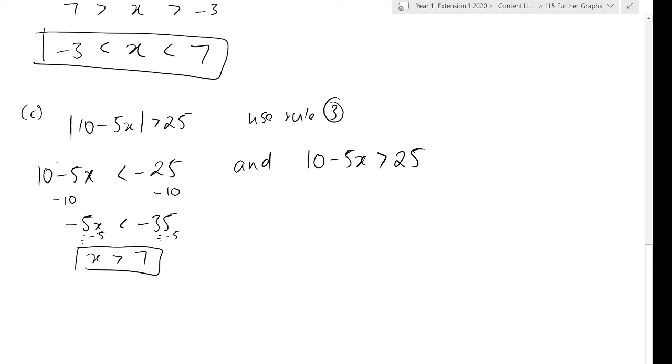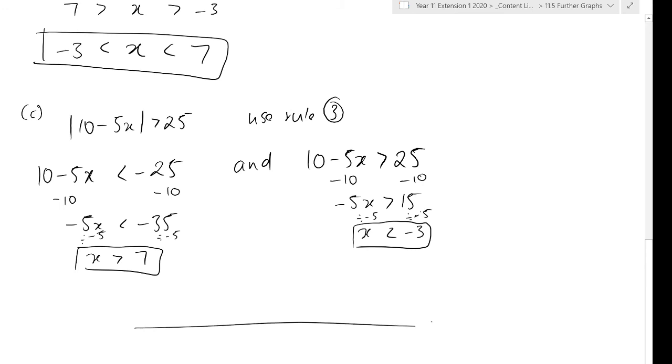Put in 10 minus 5 times 10, which is 50, so 40 should be greater than 25, which it is. Okay, then solving this side, so going through the same method, minus 10, we get minus 5x is greater than 15. So x, we're going to divide by negative 5 and divide by negative 5, just like we did. Swap the sign because we're dividing by a negative, and we get that x is less than negative 3.